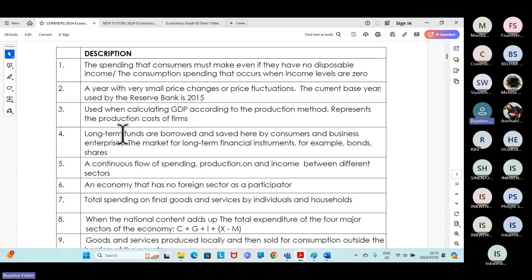Concept number four, or the fourth description: long-term funds are borrowed and saved by consumers and business enterprises. The market for long-term financial instruments, for example, bonds and shares. Just think about it, when you need to go and save your money, or borrow money or invest money, where would you go? Of course, you would go to the capital market to save your money there, or borrow from there, because remember, in economics, capital relates to the money that you use for investment purposes.